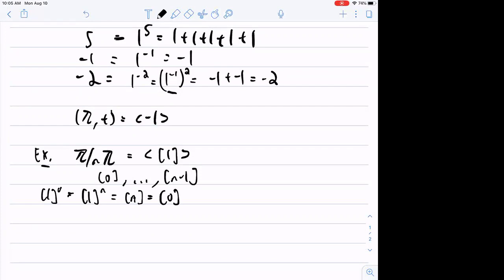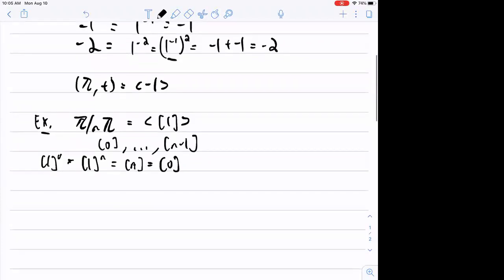So question, can you describe all the generators? Anyways, let me just leave it at this. It turns out that I believe all numbers coprime to n are possible generators, but let's not get into that. Just know that Z mod nZ is generated by 1.